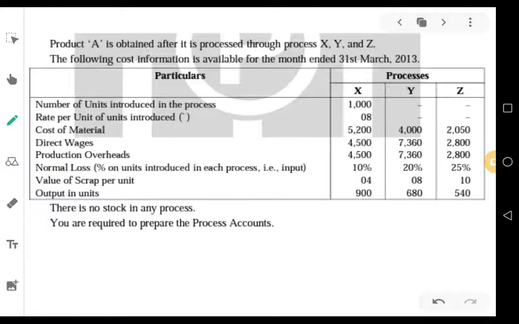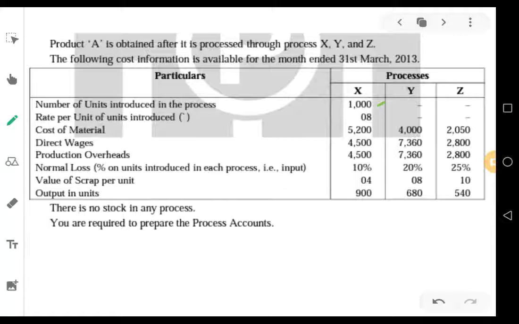See the information given to us in the table. Number of units introduced into the process, that is 1000. That will not be given for subsequent processes. Raw materials introduced will be provided only for the first process, because the first process will be started with fresh raw materials and the output of the first process will become input to the next process. So there will be raw materials available only to the first process.